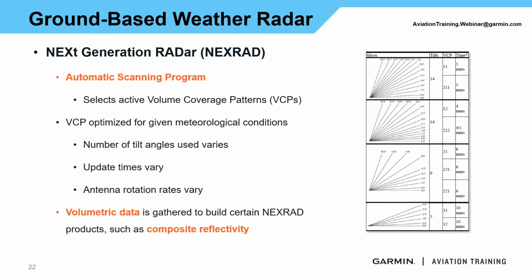It has that automatic scanning program, so it's taking passes through the air and then giving us a composite image. It's gathering volumetric data and giving you where the strongest return is in that column of air. So we don't know what altitude that return is coming from. We just know it is that geographical location at a certain time.